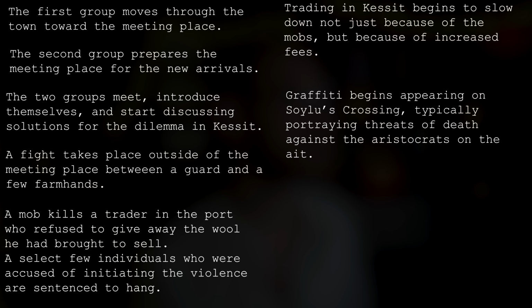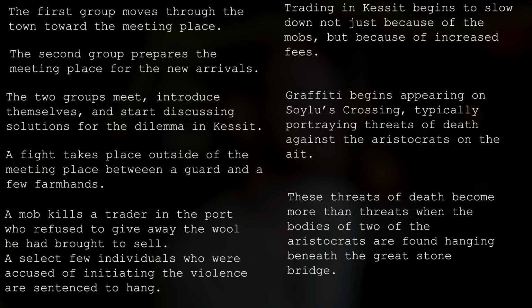Graffiti begins to appear on Soilu's crossing, typically portraying threats of death to the aristocrats on the Eight. These threats of death become more than threats when the bodies of two of the aristocrats are found hanging beneath the Great Stone Bridge. These are the 8 beats that I think would make up the first 1, 2, or even 3 sessions of this arc.